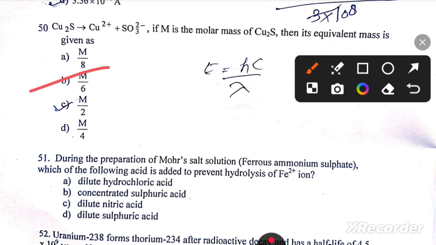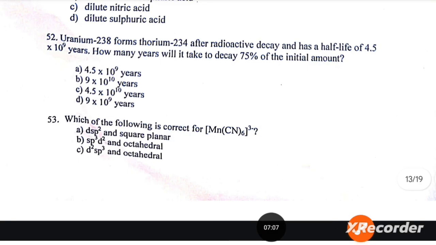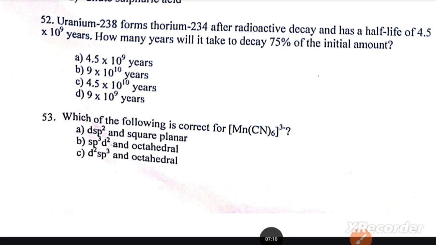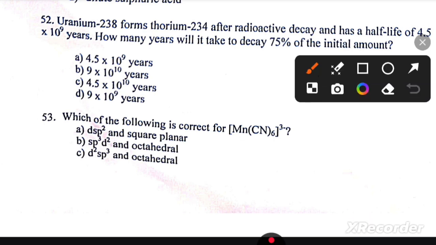During the preparation of Mohr's salt solution, which of the following acid is added to prevent hydrolysis of Fe2+ ion? Dilute sulfuric acid. Uranium 238 forms thorium 234 after radioactive decay and has a half-life of 4.5 into 10 to the power 9 years. How many years will it take to decay 75% of its initial amount? 9 into 10 to the power 9 years.